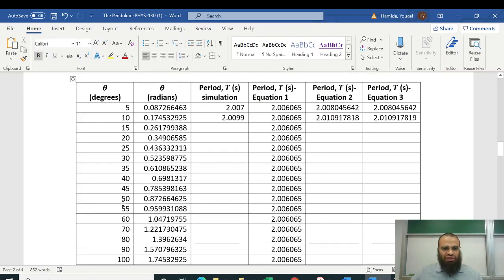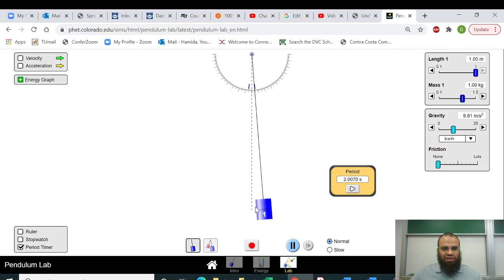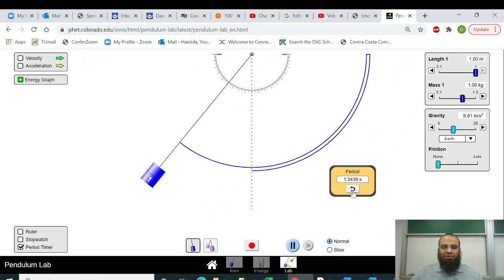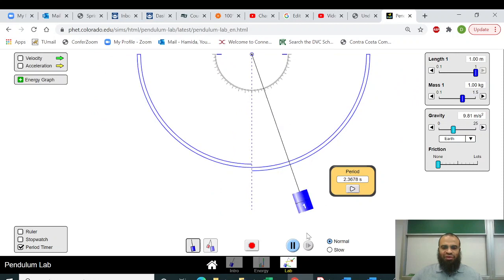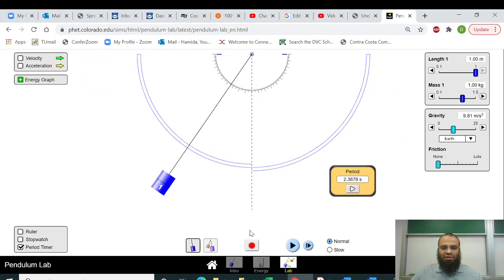So you will start increasing the angle. Let me show you how you increase the angle. Let me pause first. You put it at 10 degrees, let go. It will give you a certain period. And you will notice that the period will increase as you increase the angle. So here is at 90 degrees, for example. Let go. And then let's see what the period is, it's 2 something. It's more than the 2 point.